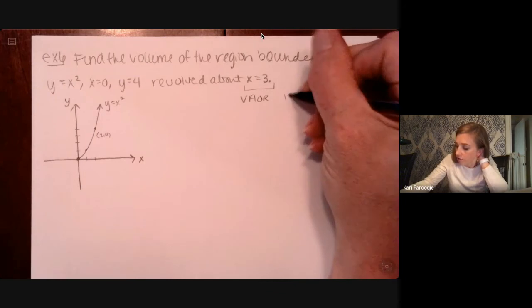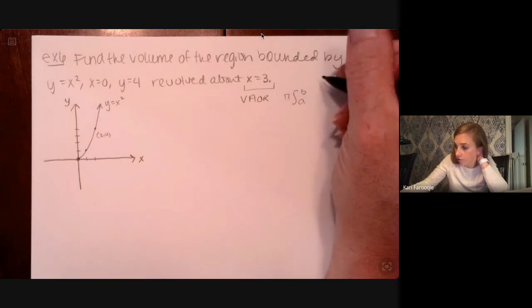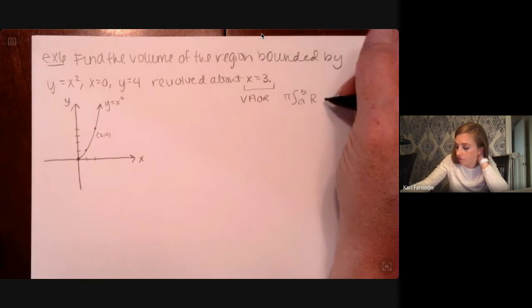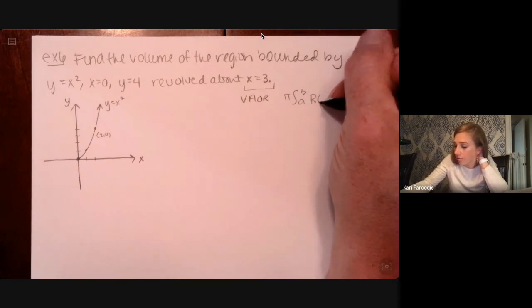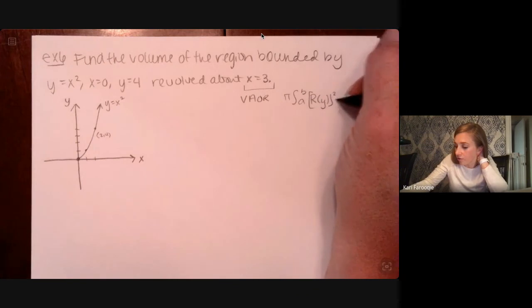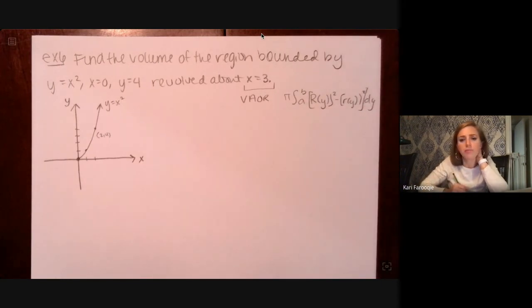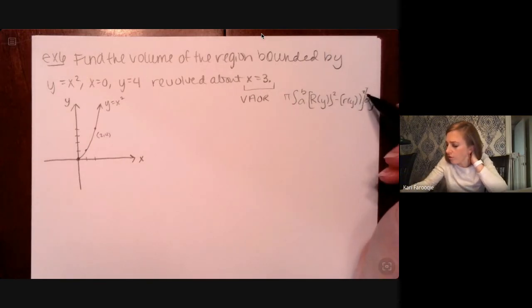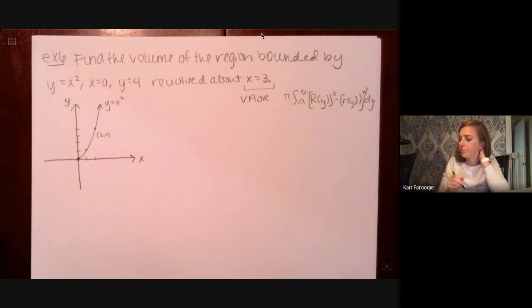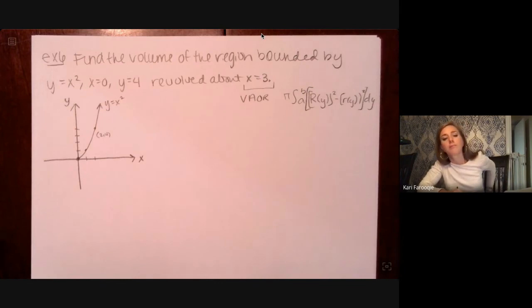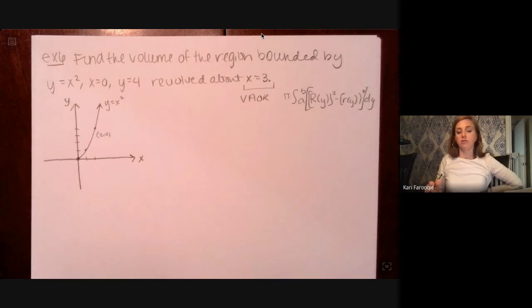That's a vertical axis of revolution. If we have a vertical axis of revolution, that means that we're of the form, oh gosh, I need to write this as a washer. Technically, you don't know it's a washer yet, but big R of y squared minus little r of y squared dy. Lots of grouping symbols there. All right, so that's what I'm looking for here for the vertical axis of revolution.